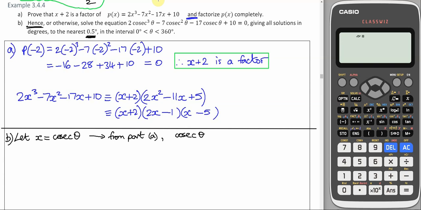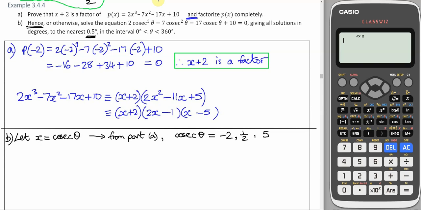Remember, in part A, this cubic didn't equal 0, but now it does. So where would it equal 0? Which values of x would make each of these three brackets equal to 0? Well, we can see we've got minus 2, a half, and 5. Those were the values of x from part A that would have made the brackets equal to 0, and therefore the whole cubic equal to 0.